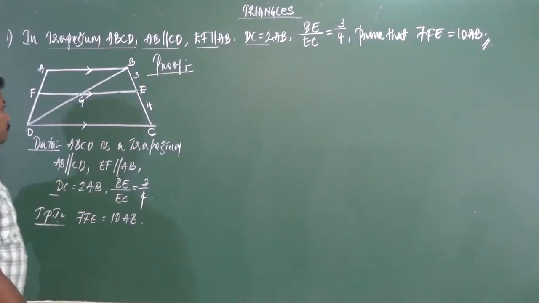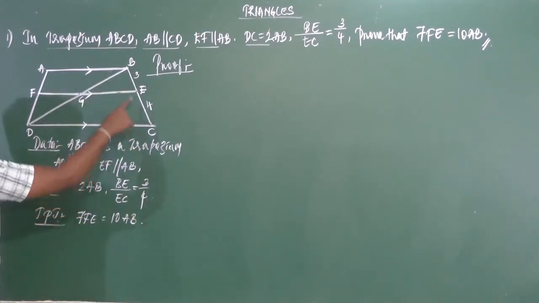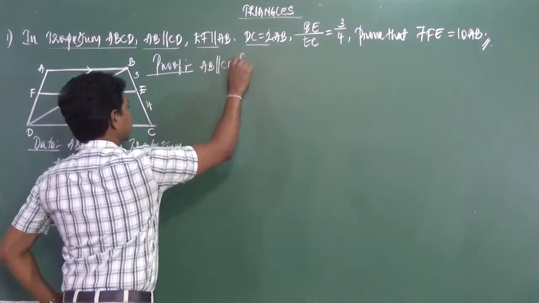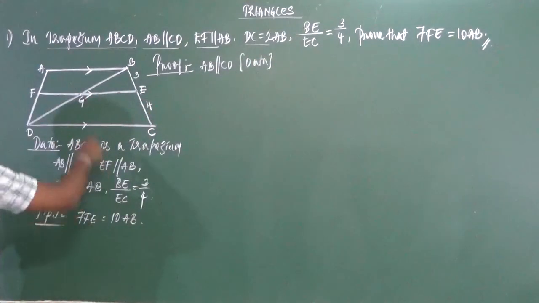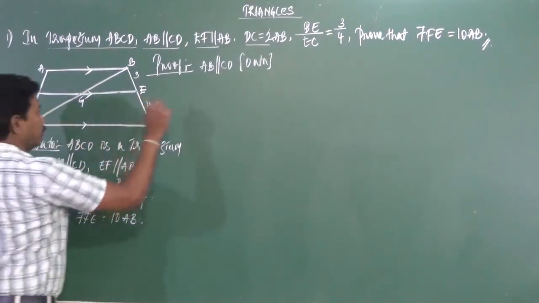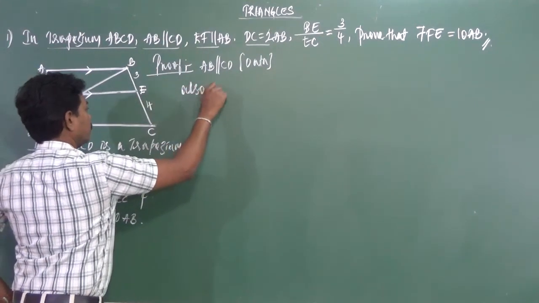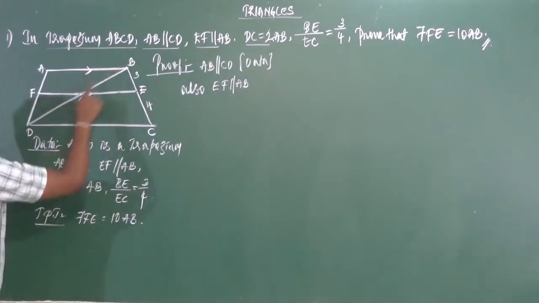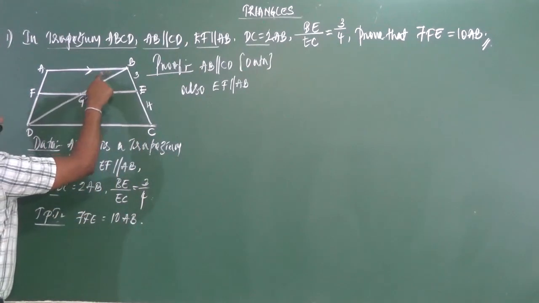Right. Now, it is given that AB is parallel to CD, that's in the data. Let us write it down. So AB is parallel to CD, according to the data. Along with that, EF is parallel to AB. Nice, EF is also parallel to AB.